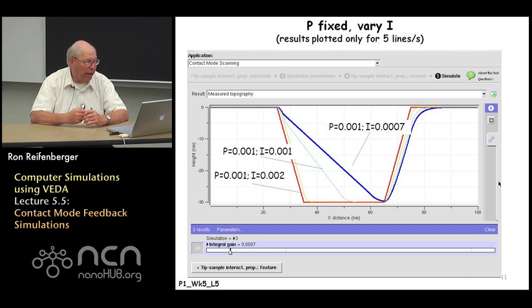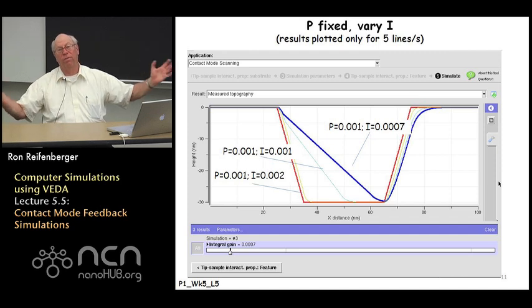In this example, I chose the 5 line per second scan speed. Now I systematically adjust the proportional and integral gain, and you can see that by adjusting P and I in a rational way, you can find optimal feedback parameters that do a reasonably good job of reproducing the topography of this trench-like feature.